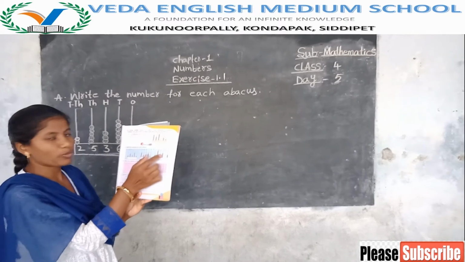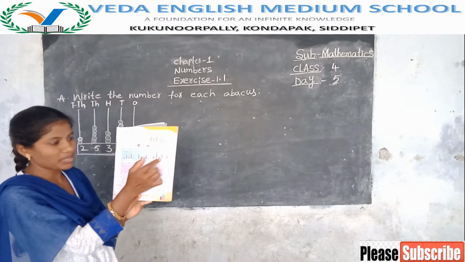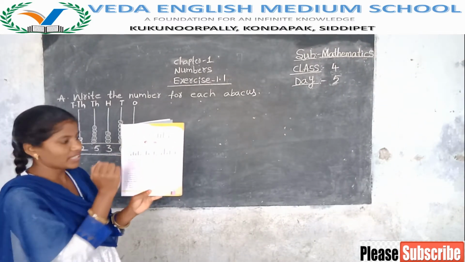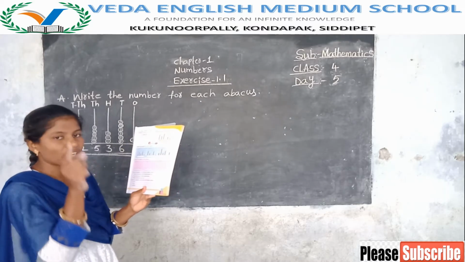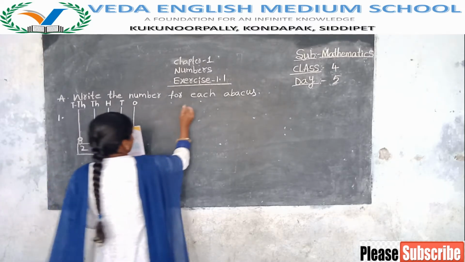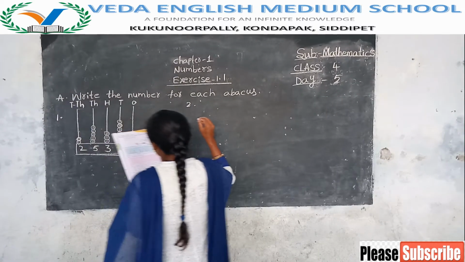In your first bit, 2 more problems are there. That is your homework. You have to complete that. Just simply count the beads and write here. If there is no bead, then you have to write 0. Now see the second one. I will say the second one, then the remaining will be your homework.